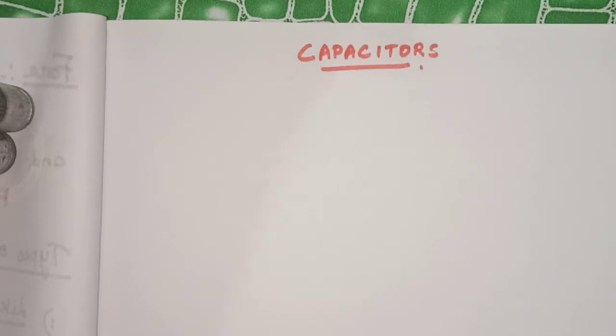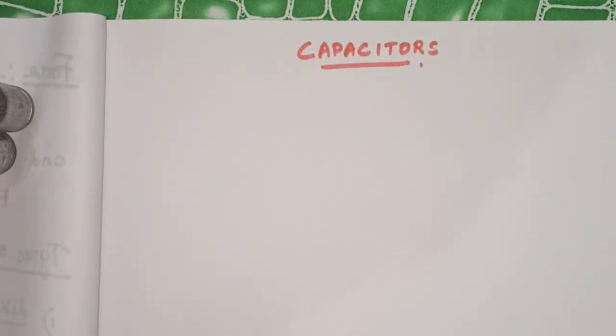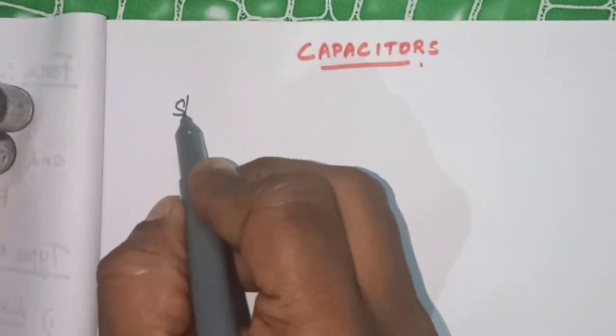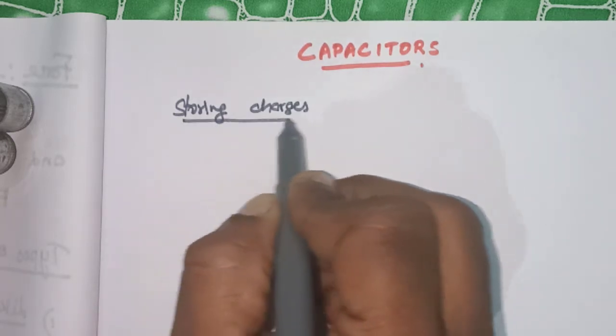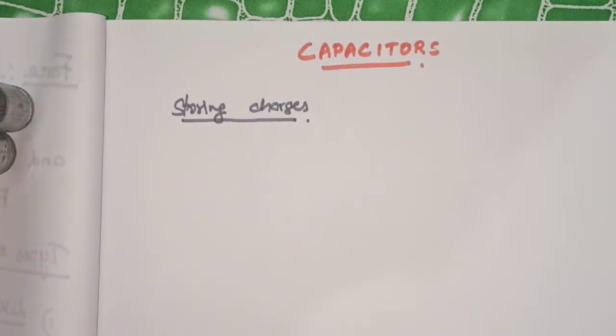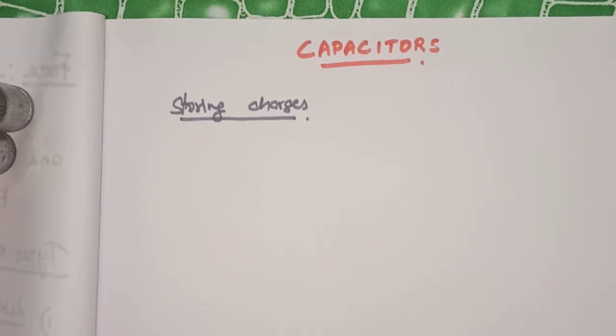Today we are going to see capacitors. Very important one. Capacitor means storing charges. Okay, what is a capacitor? When voltage is applied, it stores charge. Actually, capacitors are widely used in many electronic circuits. You know that.